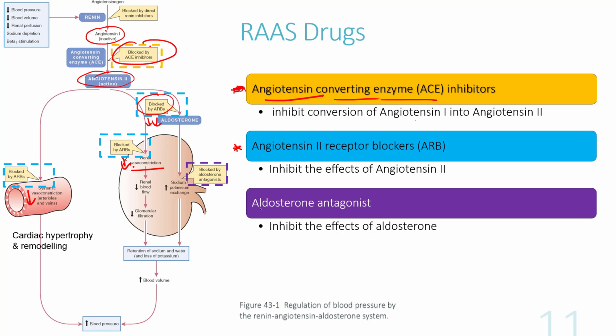And then the last point that we can actually block the RAA system is by blocking the aldosterone receptor. Right, and that was the subject of the 3rd class of diuretics, the potassium-sparing diuretics. And when you block the aldosterone receptor with an antagonist, it basically affects the sodium-potassium exchange and causes more diuresis while retaining potassium levels.